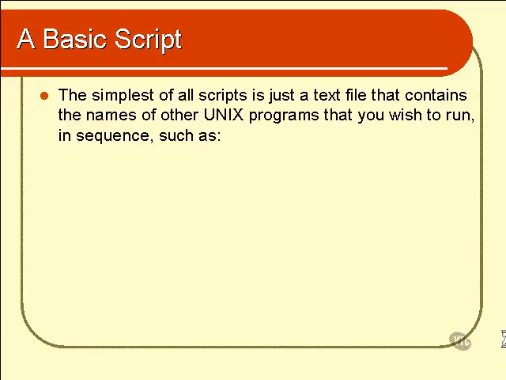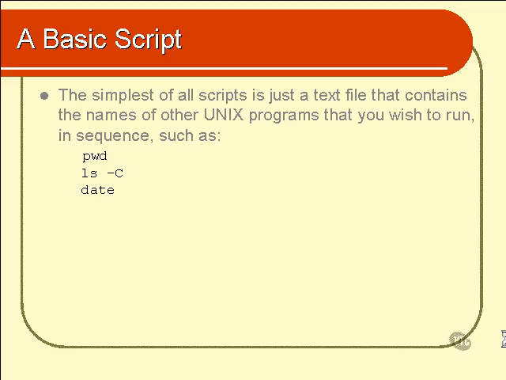So let's create for ourselves a basic script. To do that, we simply need to create a text file and put in it the names of Unix programs or commands that we wish to run in sequence. Let's have a look at how that might look. The three commands could be pwd to print the working directory, ls to get a listing of the files in that directory, and then date to print today's date. We might assume that these are three things that you might like to do collectively together in sequence frequently throughout the day. And rather than type all three of them together, you can put them in a script, give the script a simple name, and then type the name of the script instead.